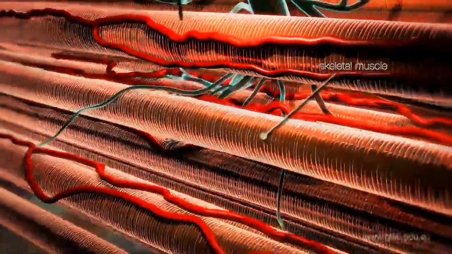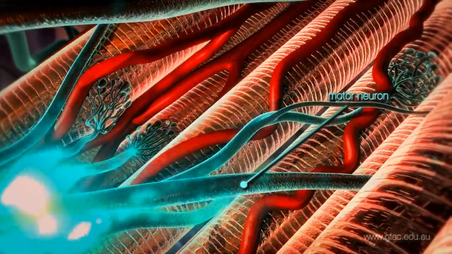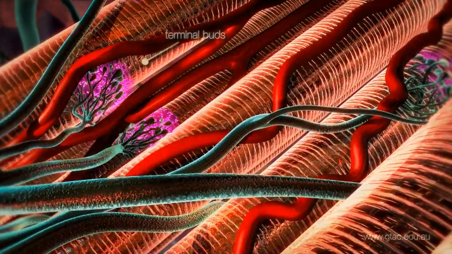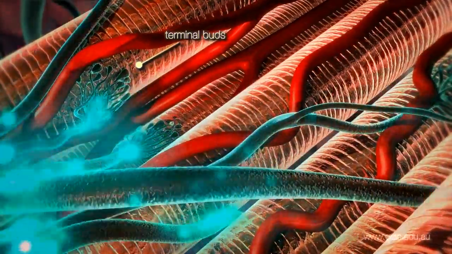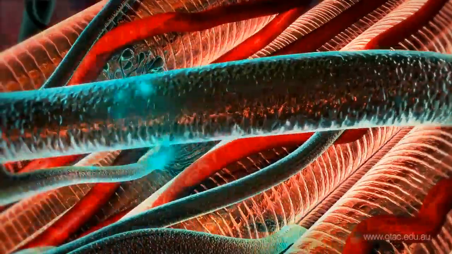Movement is enabled by skeletal muscles, and skeletal muscles are controlled by motor neurons. An electrical message is sent down the axon of a motor neuron and arrives at the terminal buds. Chemical neurotransmitters are released, which bind to the muscle fibres, causing them to contract.